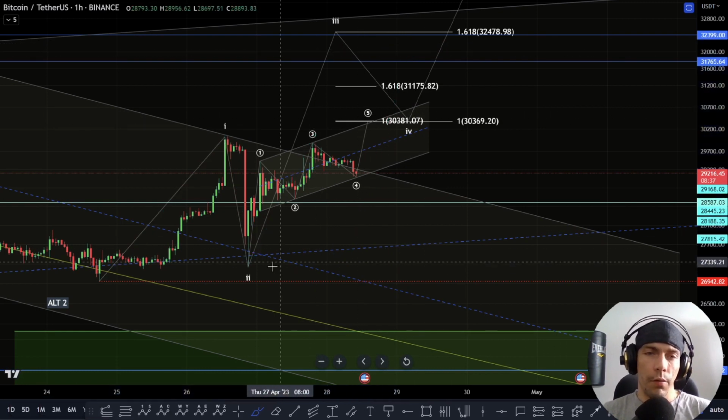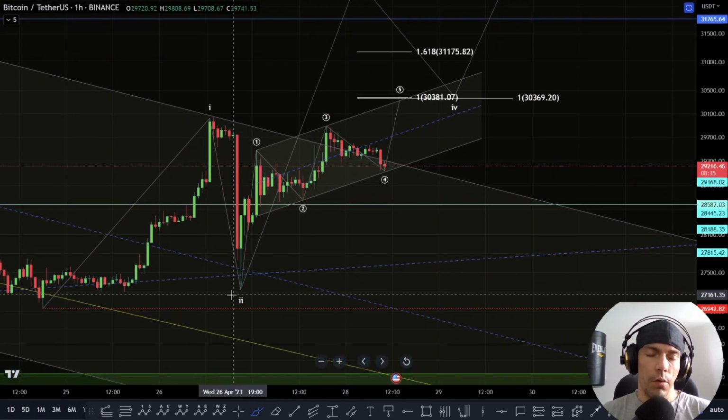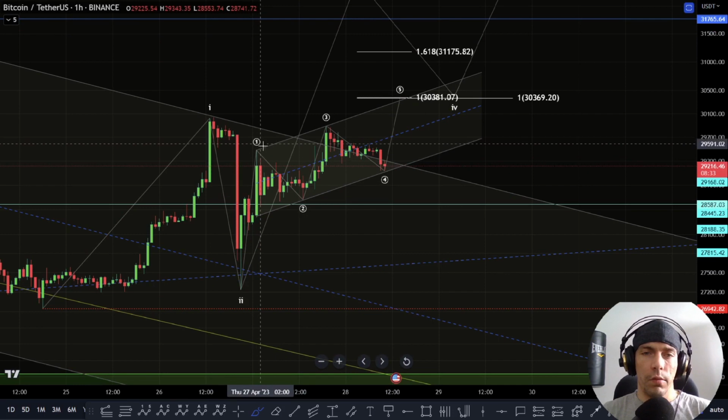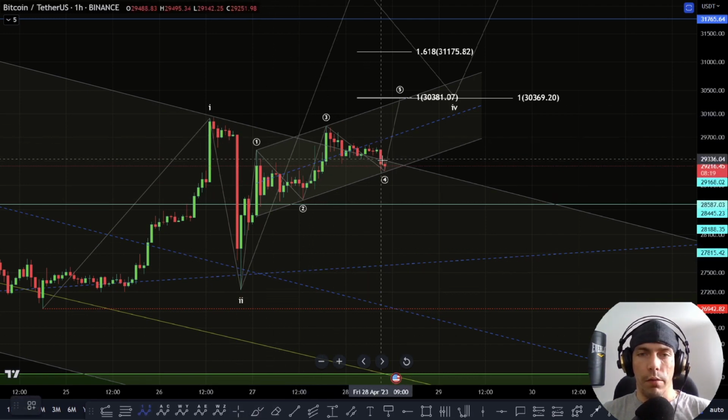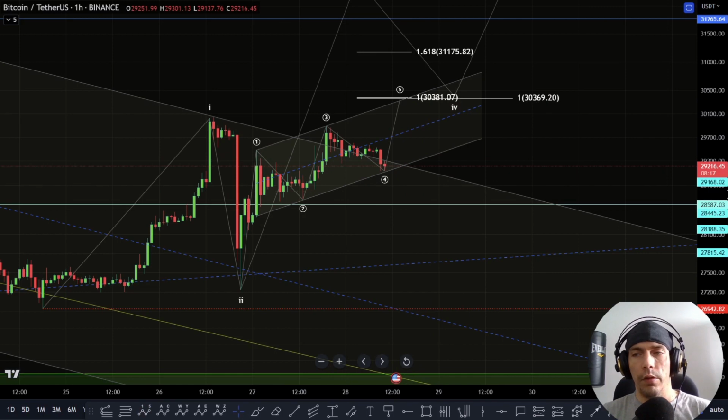If we are looking at this in a slightly different way, the only way I can really count this move to the upside currently as an impulse would be to look at this possibly as a diagonal pattern, where within this structure we'd have to say this is a wave one, two, three, four, and then we're looking for a fifth wave move.